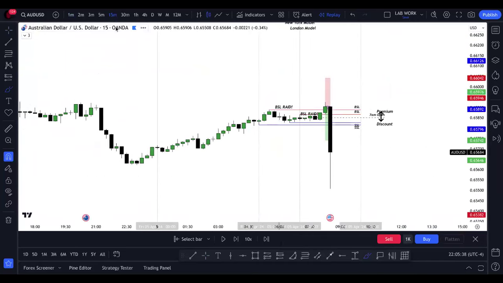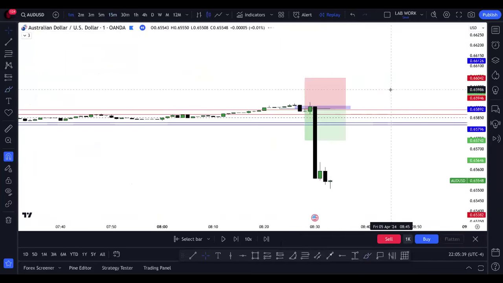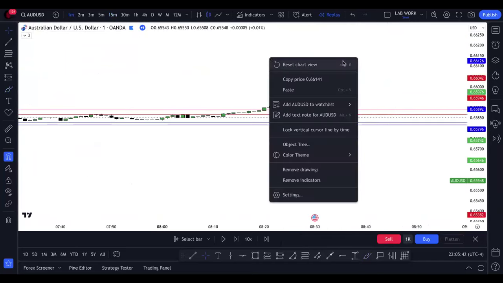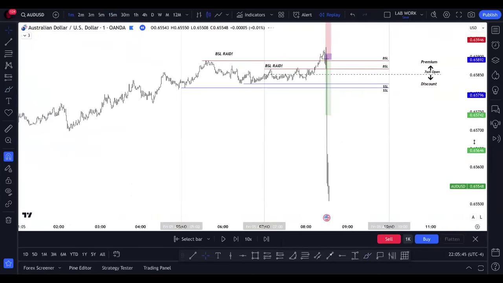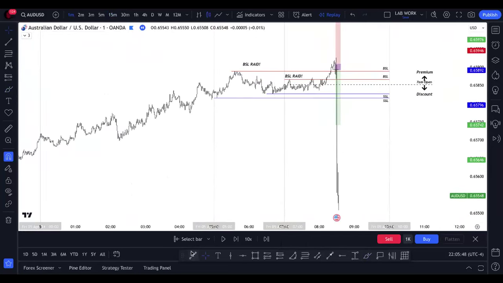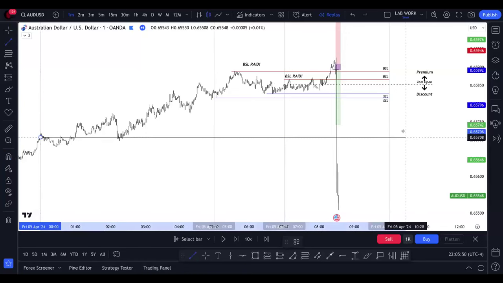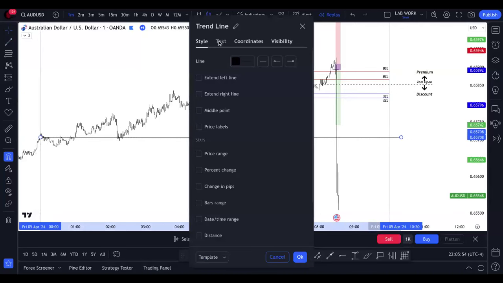We're above 7 a.m. Let's look at it from the lower time frame. We're above 7 a.m. We're above midnight opening price. Where's midnight? All the way over here, somewhere here. That black line here is midnight. MOP.